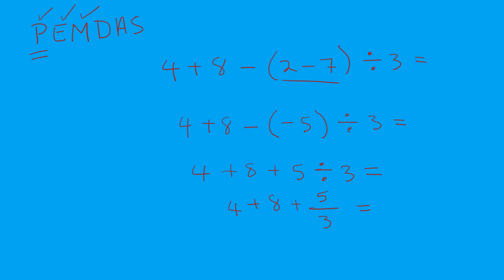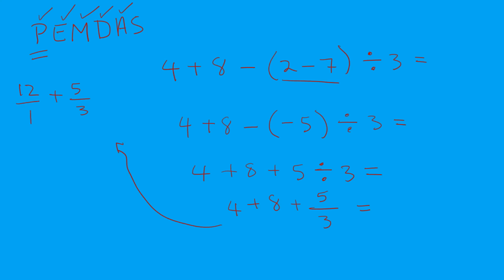And after division is taken care of, then we add. So what do we have to add? We have the 4 and the 8. So let me continue over here. So 4 plus 8, that will give us 12 plus 5 thirds. And we simply add this to the fraction. Remember, this is 12 over 1.